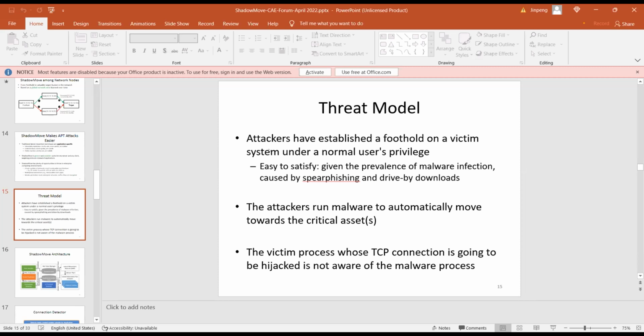We got a couple of questions in the chat. What do you think is the best defense for this attack, assuming the threat model is accurate?